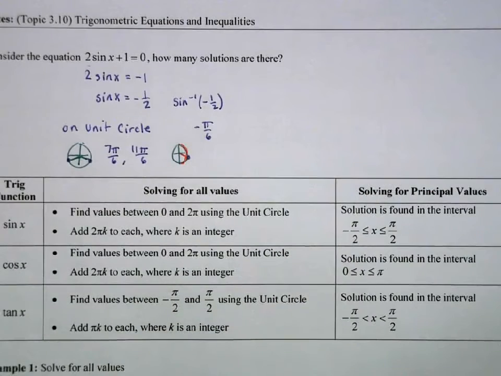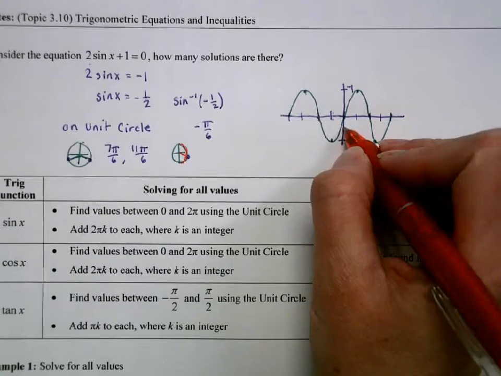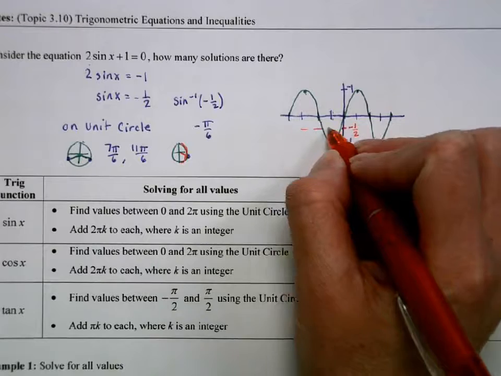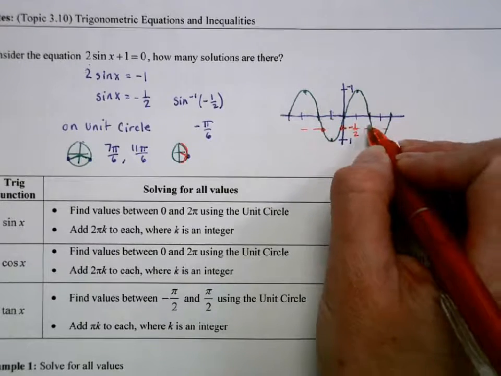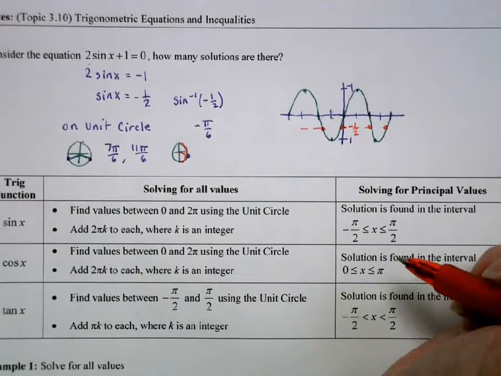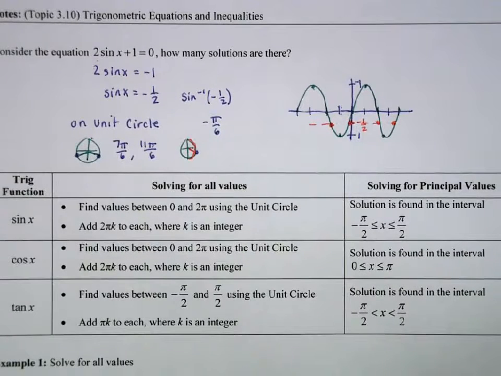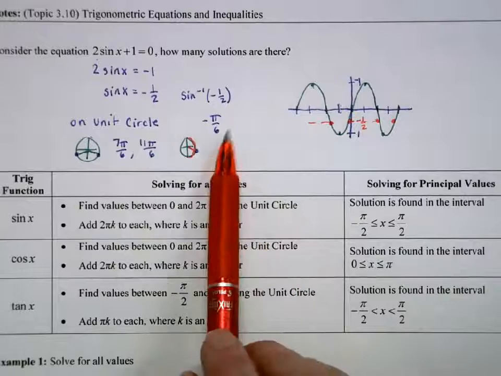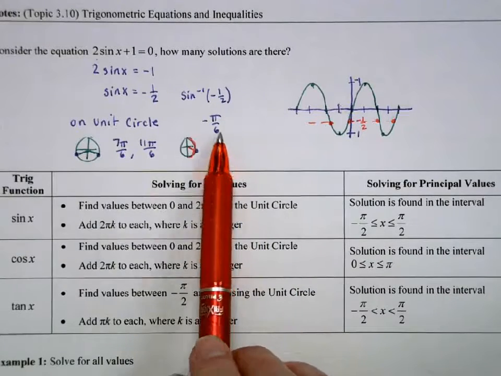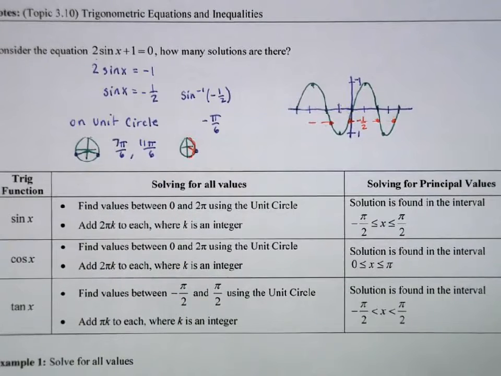If I graph sine, and I say, well, where are we equal to negative 1/2? Well, we know this graph keeps going on forever and ever, so there's actually an infinite number. So what answer do we want? Well, it really goes back to what we're using it for. For our purposes, we're going to need to be told. Do you want all values? That would be all of these ones. Do you want principal values, which is going to be your function values? Or do we want a specific range, like from 0 to 2 pi?